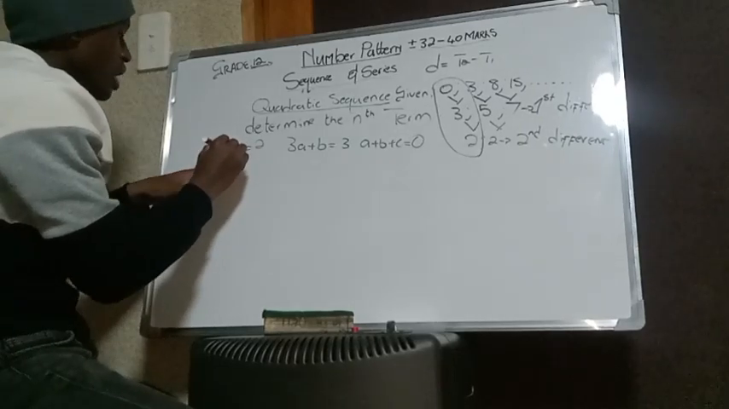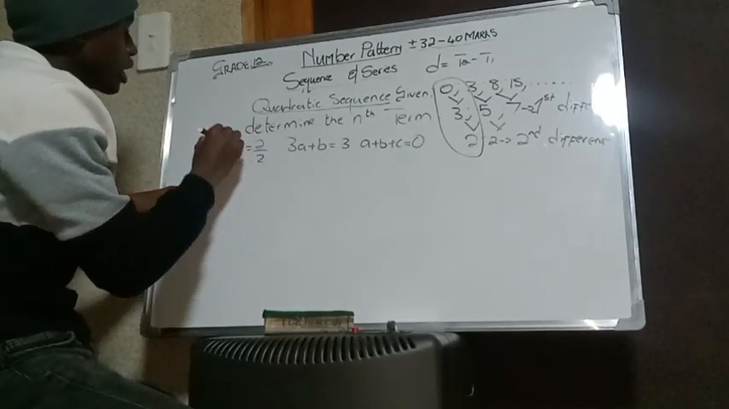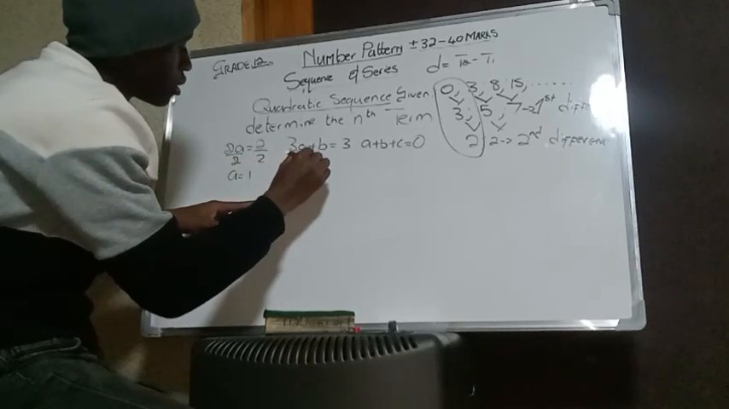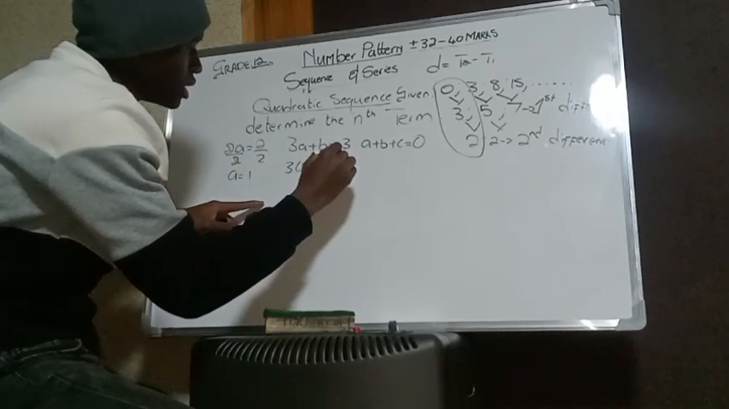Let's solve for a. 2 divided by 2 is 1. 3 times 1 plus b is equal to 3.